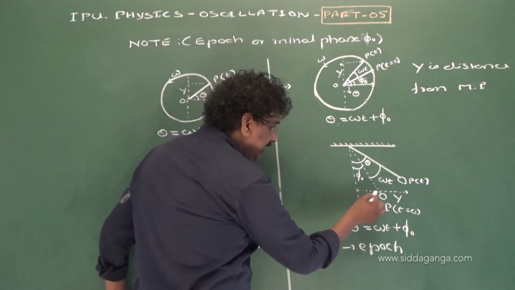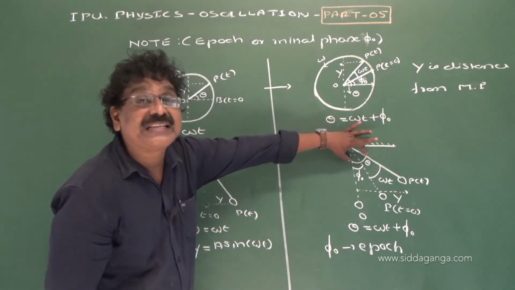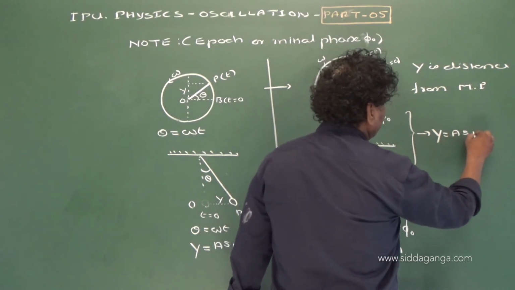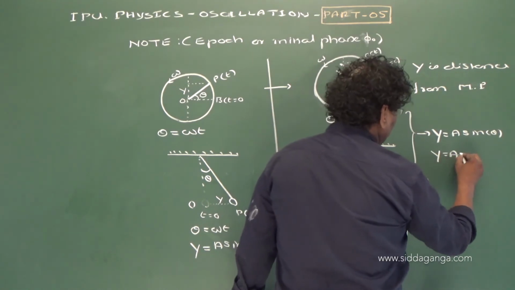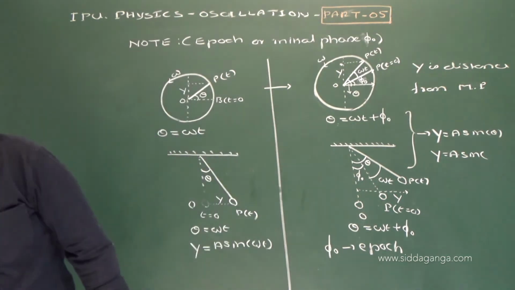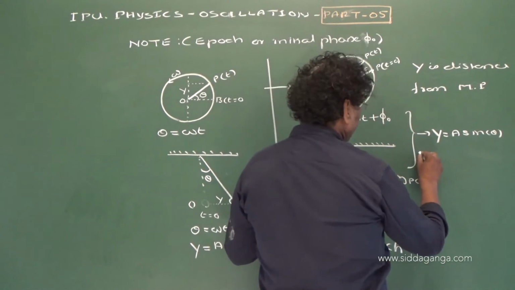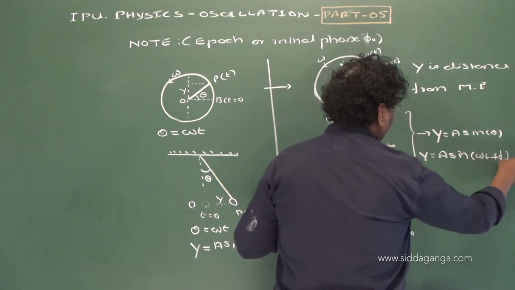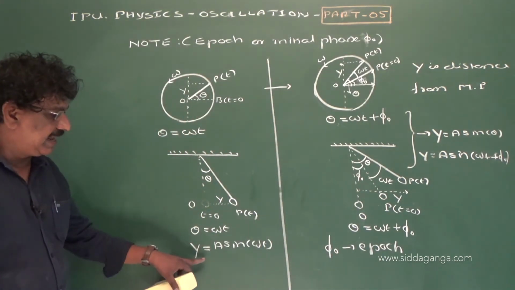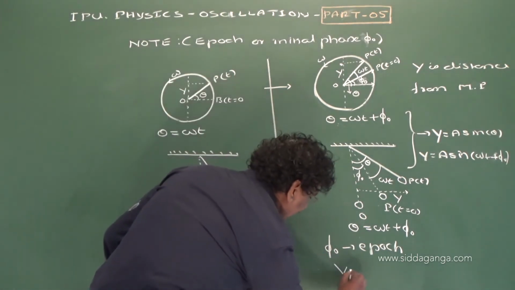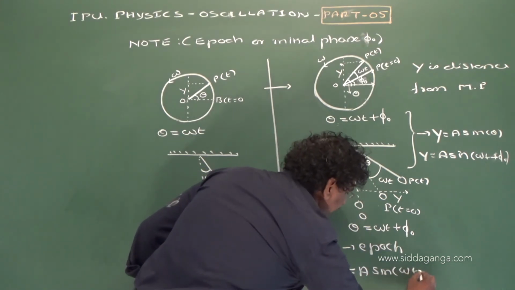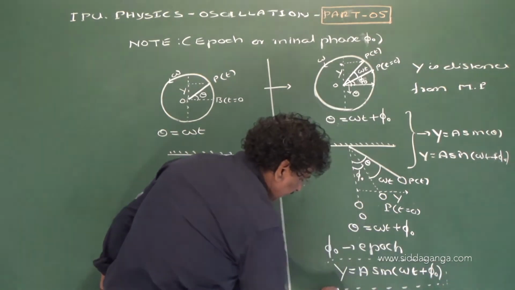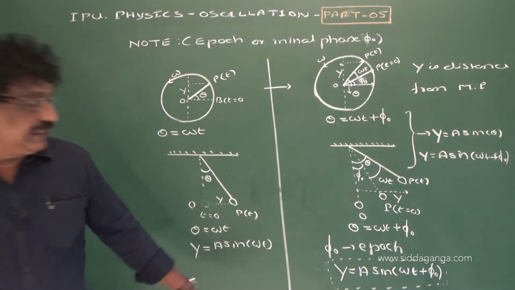Therefore, when I consider this distance, now I have to consider this angle. In both the cases, y is equal to a sin theta, or y is equal to a sine omega t plus phi naught. I will write it here clearly: y is equal to a sine omega t plus phi naught. So in general, for any displacement equation we can take the general form.